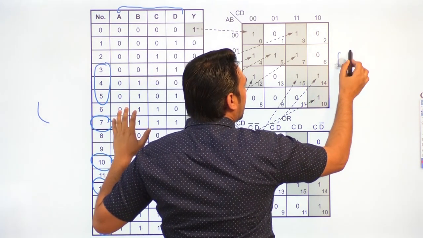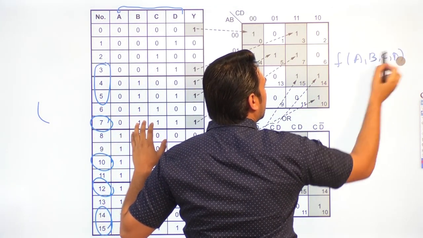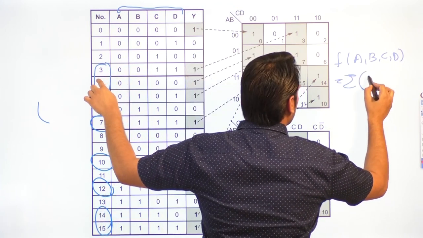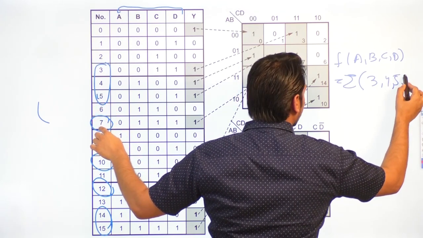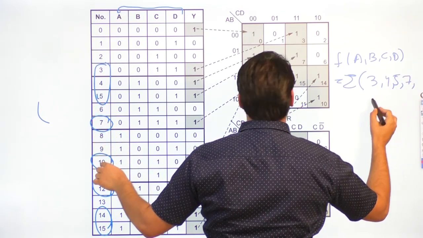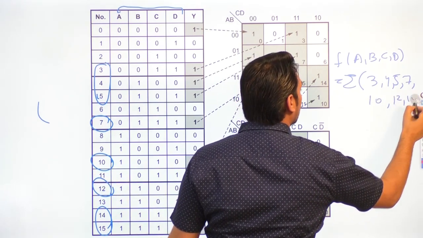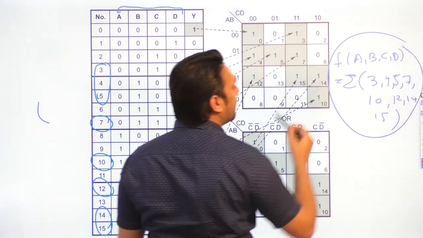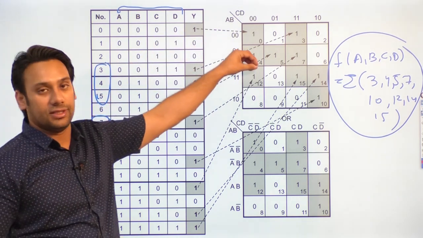So I can also represent the same with the help of this. I can say the function is A comma B comma C comma D, and this function is assuming a value 1 at the location 3, at the location 4, at the location 5, at the location 7, then at the location 10, then 12, then 14, and then 15. So these are the locations where this is having a value 1. And I can also fill all of these values in this K map.